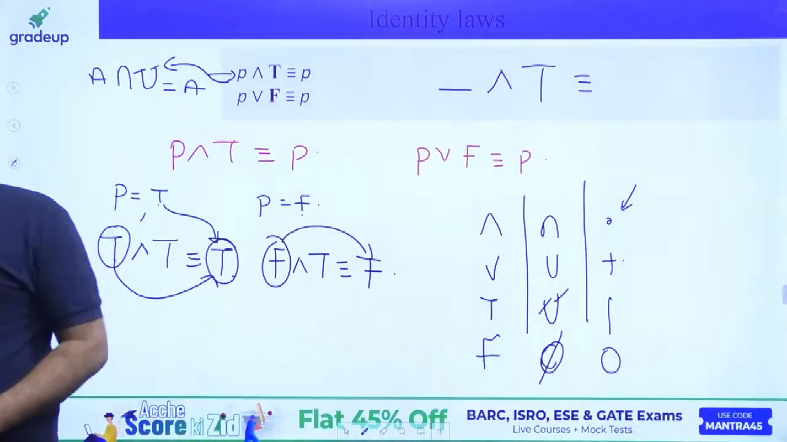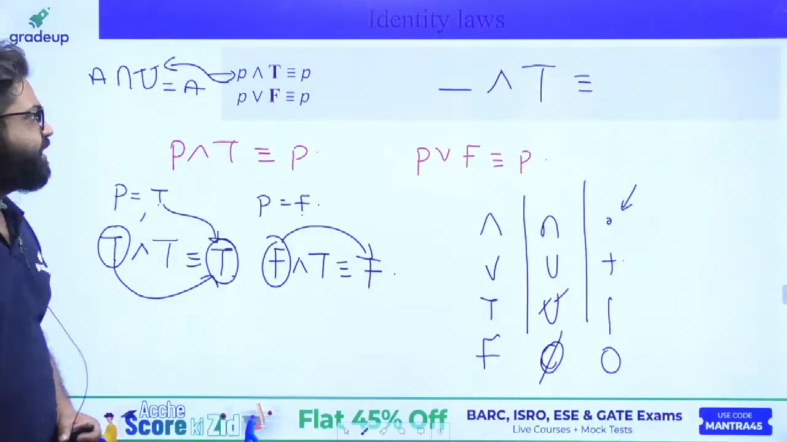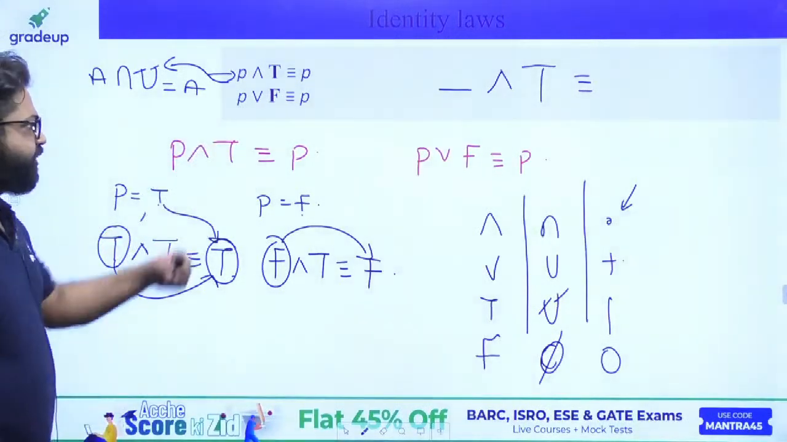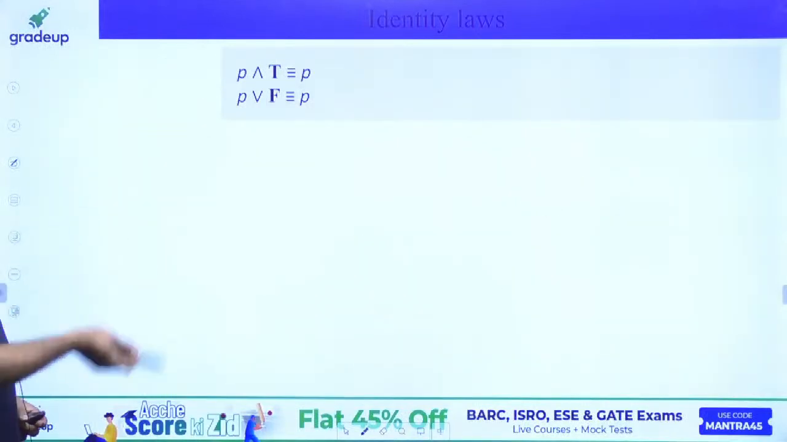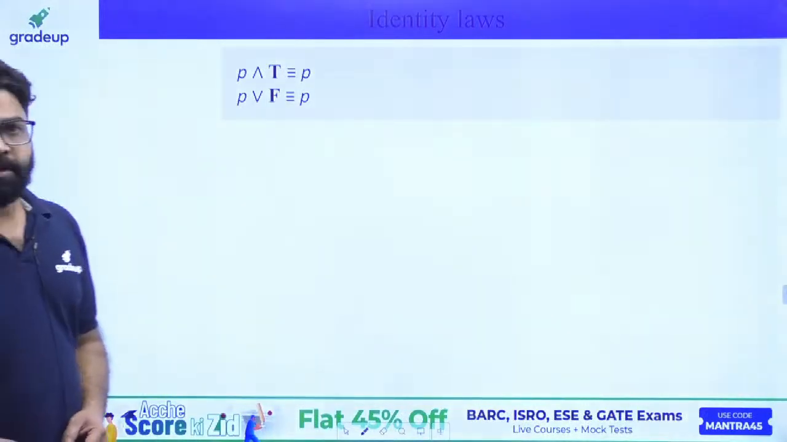The first law is the identity law, because you are getting the same identity here. If you are taking P, you are getting P. If you are taking P in the second one, you will also be getting P. So that's how we can understand the identity laws.